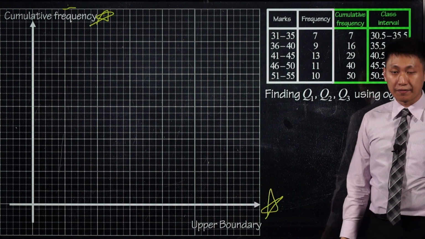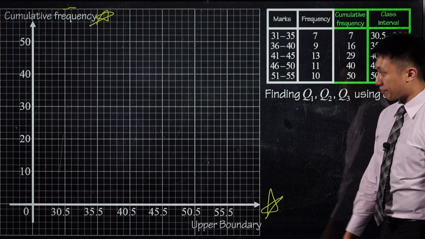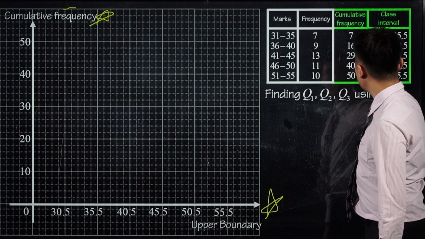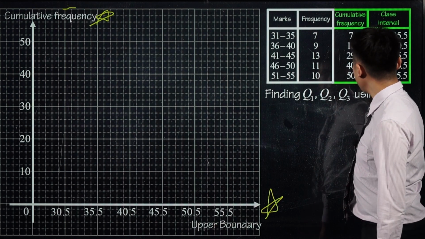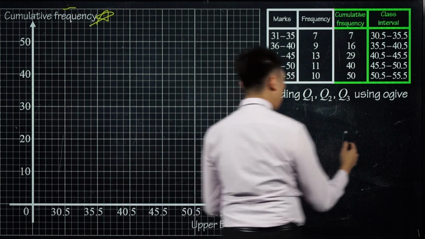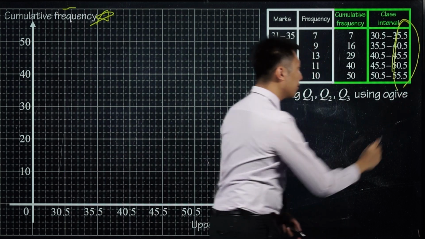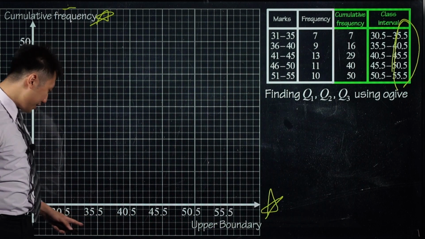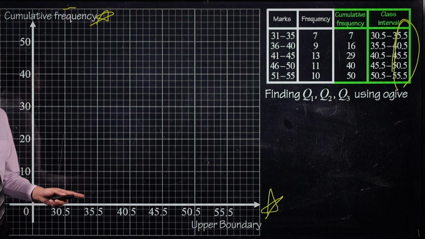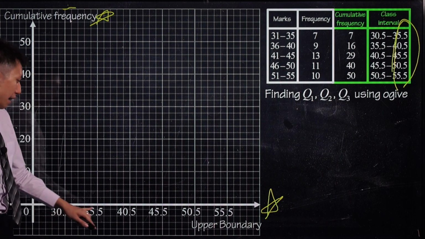Then what we do here is plot the points. We plot all the boundary values there, 30.5, 35.5. What I mean is actually the upper boundary, which is here. But why did I draw 30.5? Because it's the first one, so I have to assume there's some beginning. Then the upper boundary is this one.